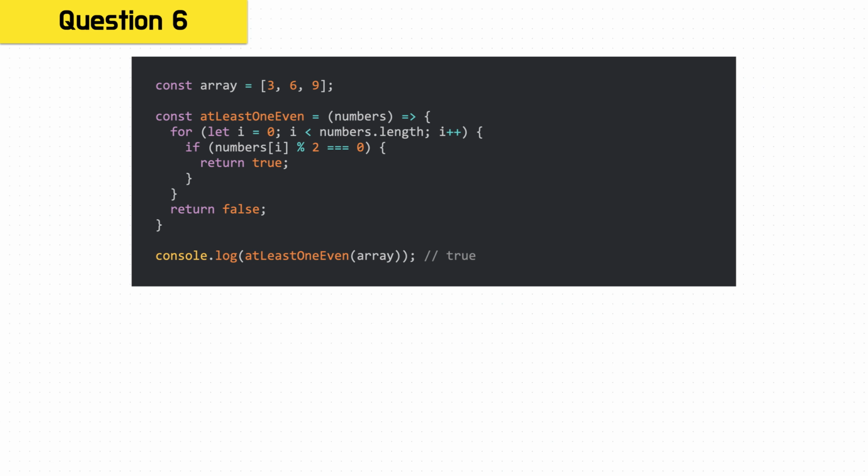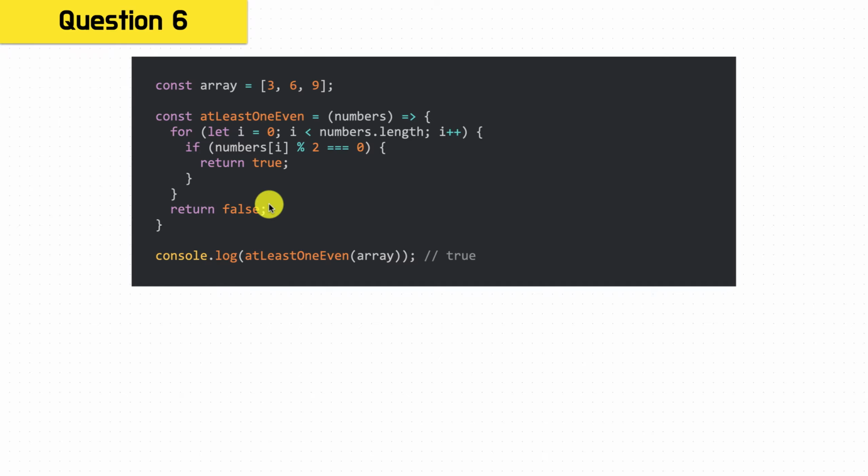This time we just want to check if at least one is even. So if even one of those items is even, we return true. If none are even, or they're all odd, then we return false. So we iterate through all the items, do our modulo check, but this time check if it's equals instead of not equals. If even one passes, it returns true. If we iterate through all the items and none pass, we return false.